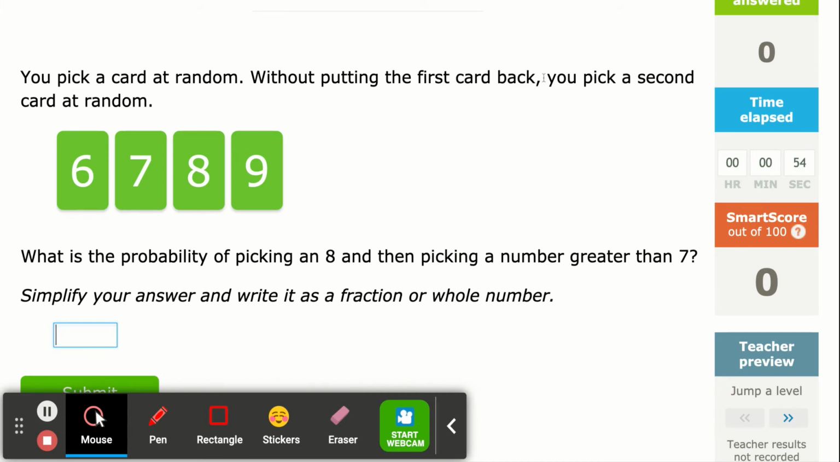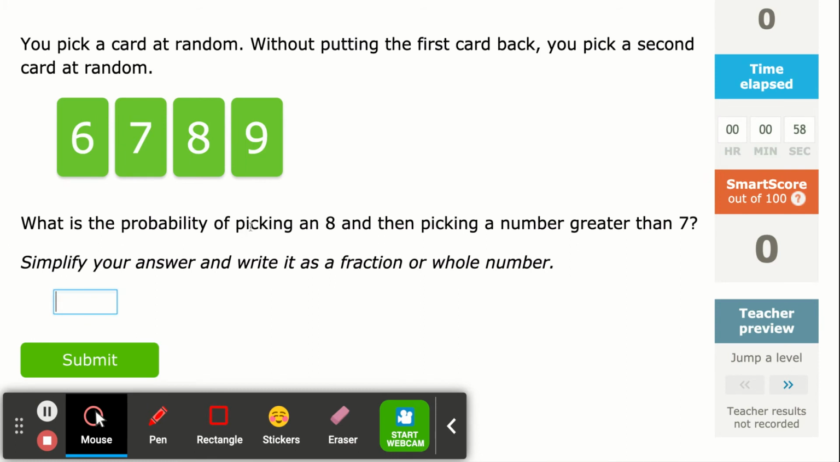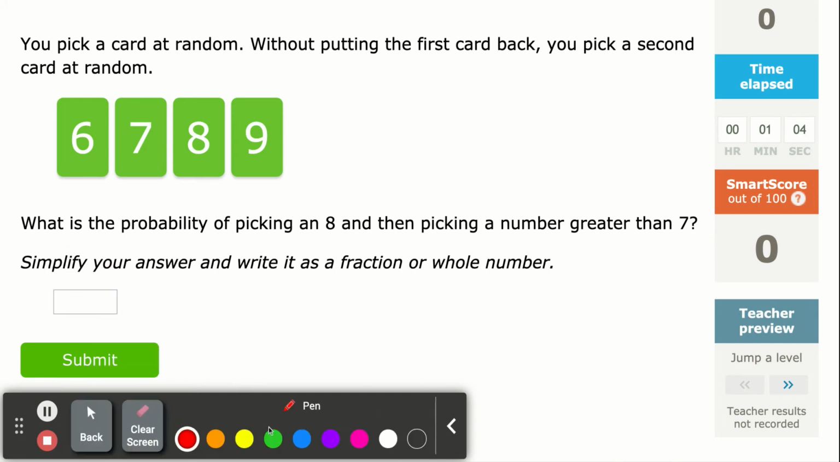You pick a card at random. Without putting the first card back, you pick a second card at random. The question is, what is the probability of picking an 8 and then picking a number greater than 7? Well, the first thing you're going to do is calculate the probability of the first event. The first event is picking an 8. There's 4 cards. Only one of them has an 8, so there's a 1 in 4 chance that you're going to pick an 8 on that first event.